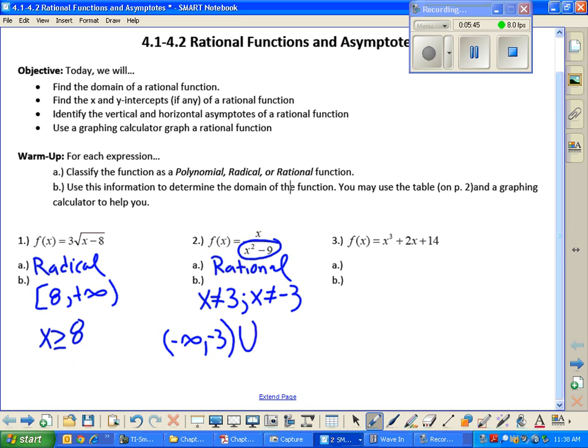Then the graph picks up again in the middle. So what's the domain for the middle piece? You know, Chris. Yeah, -3 to +3. Very good. And then there's a piece on the right side of the graph. Does anybody know what the domain for that piece is?